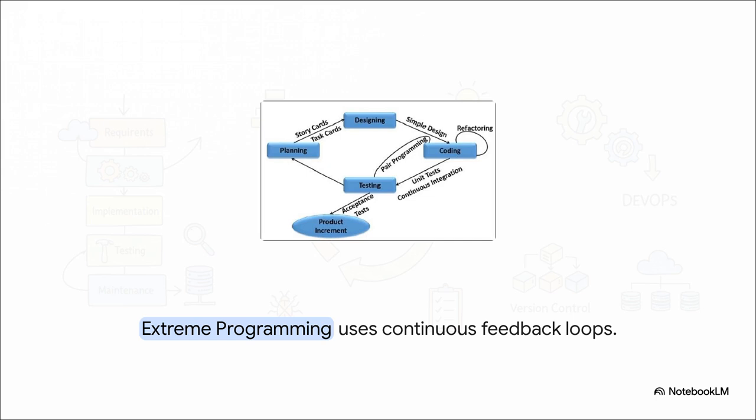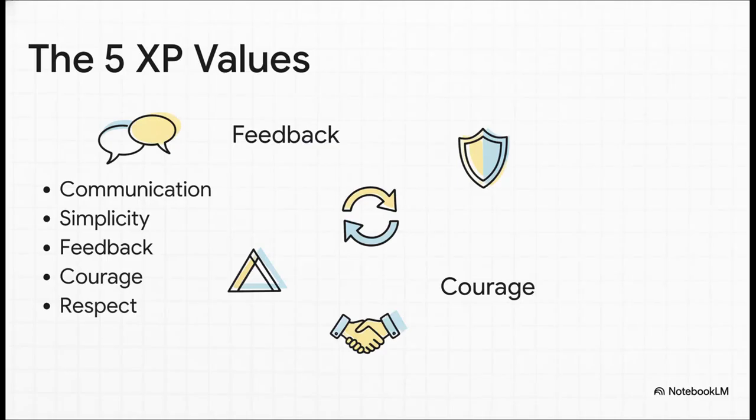XP uses some really cool practices like pair programming, where 2 developers sit at one machine so they can constantly review each other's code, along with continuous integration. The entire focus here is on delivering a working piece of software as quickly as possible, rather than getting bogged down in heavy, unchangeable documentation. So the crucial point here is that to make this incredibly rapid, flexible style actually work, an XP team absolutely has to stick to 5 core values.